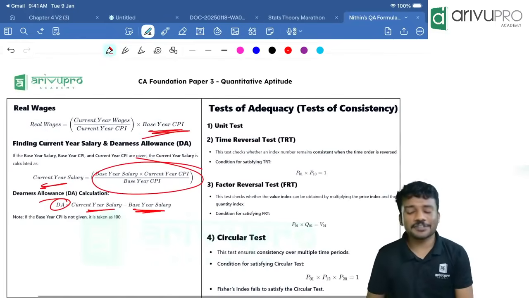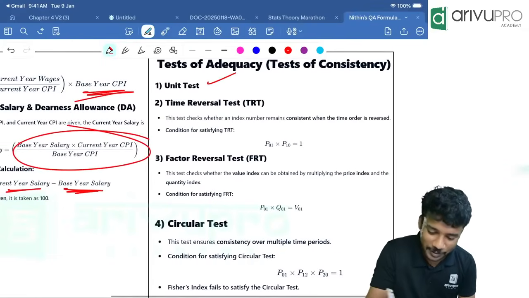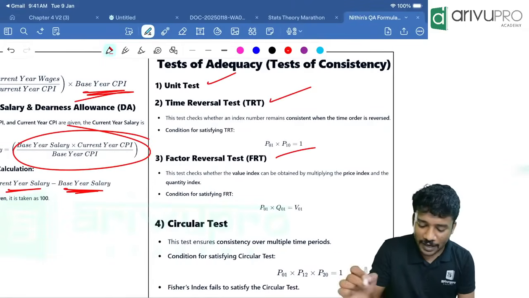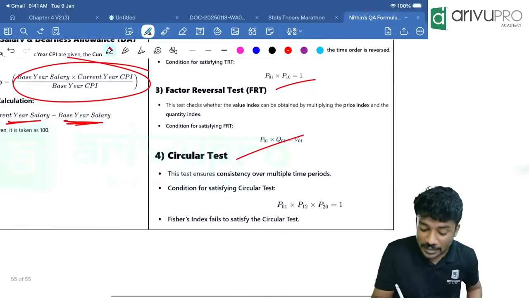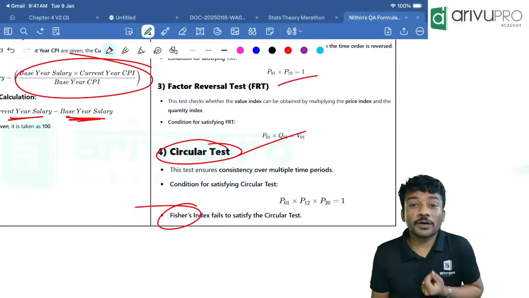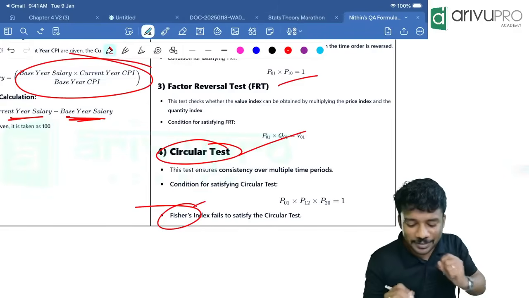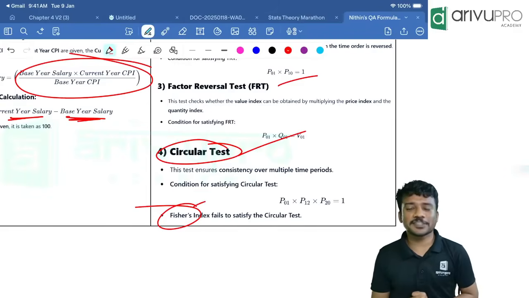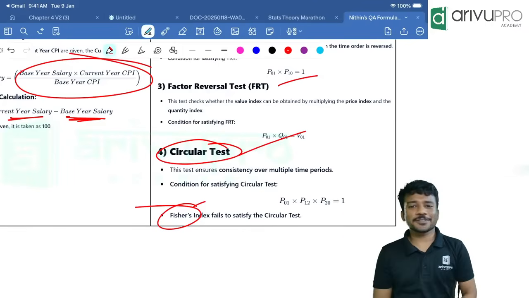Then how many tests of adequacy are there? The 4 tests of adequacy are there: unit test, time reversal test, factor reversal test, circular test. People, Fisher does not satisfy which test? Fisher does not satisfy circular test. Who is called the ideal index number? Fisher is the ideal index number and he does not satisfy what? Circular test, people. With that, we are winding up our formula marathon, people.